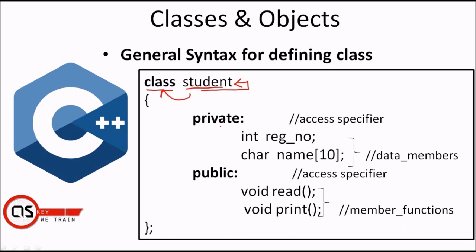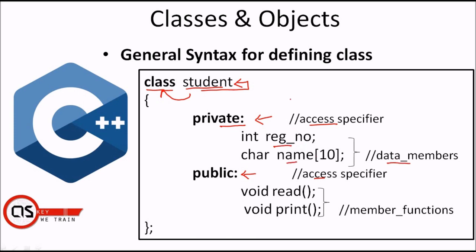So private is an access specifier. I'll let you know what this access specifier is and what the function of private and public is. Public is also an access specifier. I'll let you know the meaning of the access specifier and its function in upcoming slides. Now register number and name act as the data members.